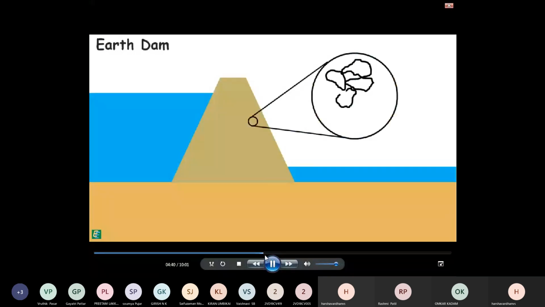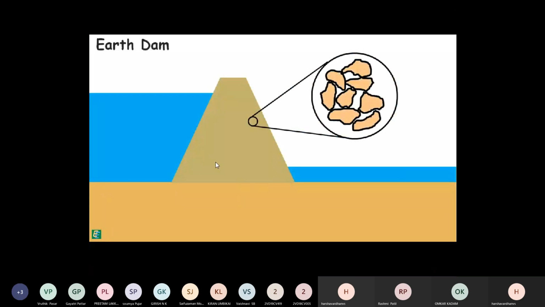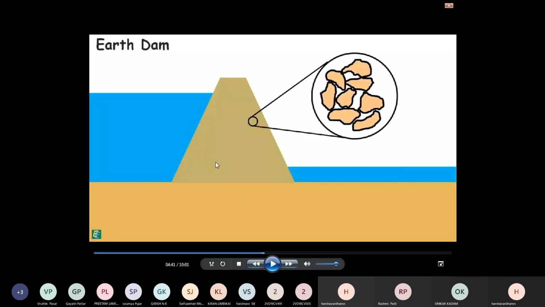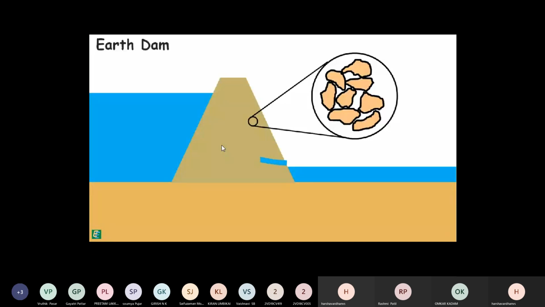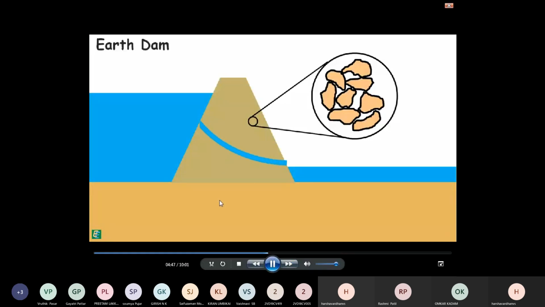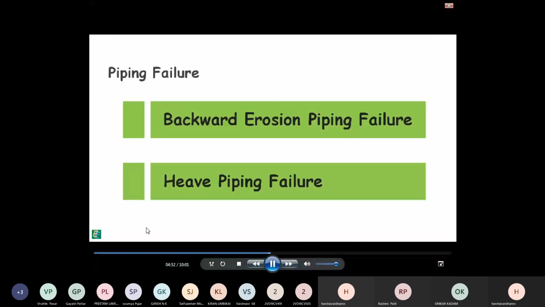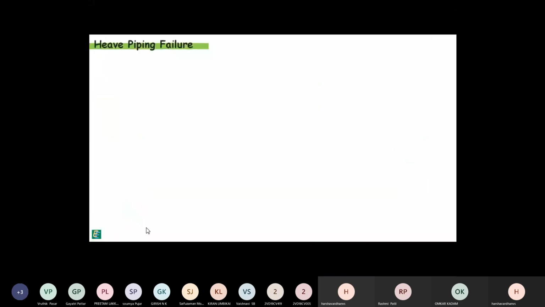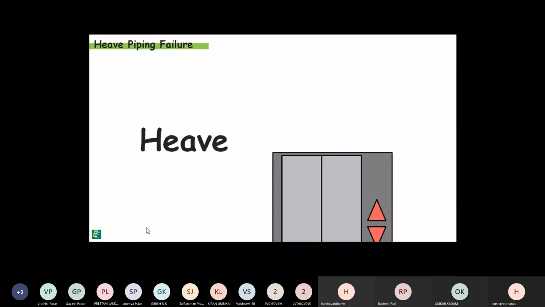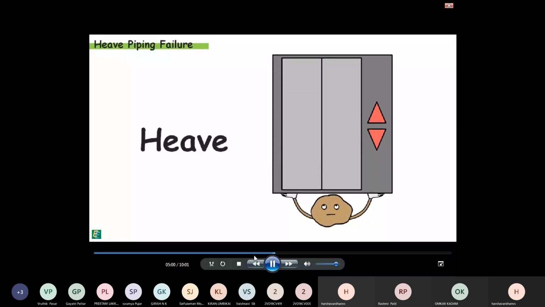In an earthen dam, if the dam is constructed using soil, the piping may occur through the body of the earthen dam. The piping we saw earlier was beneath the dam. So in an earthen dam, the piping may occur through the body of the dam also.